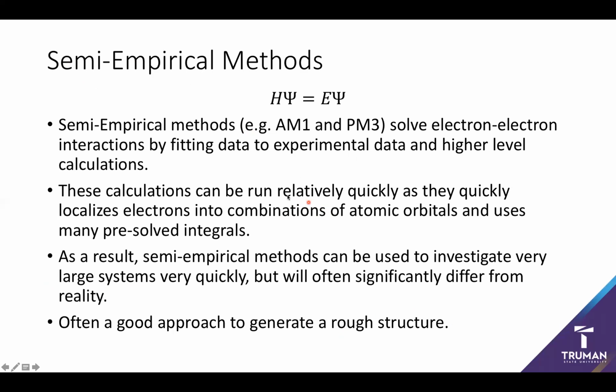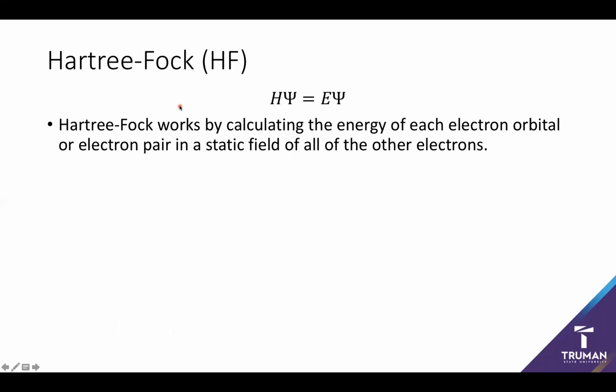And because semi-empirical method is fairly cheap, it can get you to an approximately right structure pretty quickly. However, for most of what we're doing, while you can try and pre-optimize your structure with semi-empirical, you're almost always going to want to follow up with a better method. So one of the first of those better methods is called the Hartree-Fock method. So the idea of Hartree-Fock is it kind of does what semi-empirical starts to do, but it does it right.